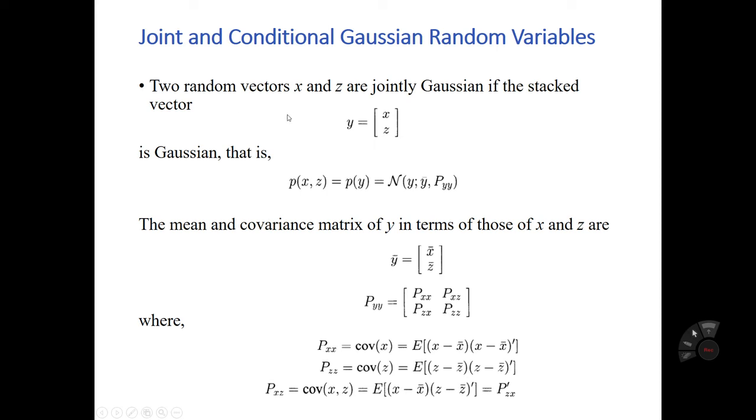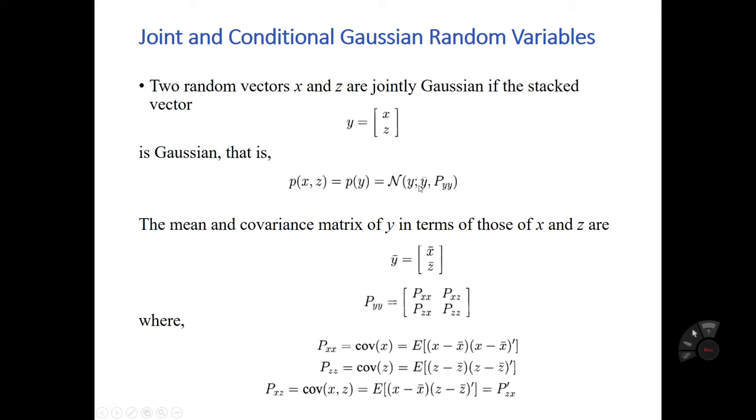Two random vectors x and z are jointly Gaussian if the stacked vector is Gaussian. Suppose y equals x and z, where x and z are two random vectors, and y is Gaussian, that is p(x, z) equals p(y) equals normal of y, with the mean ȳ and covariance P_yy. Okay, so our argument is y, and we are taking the covariance P_yy.